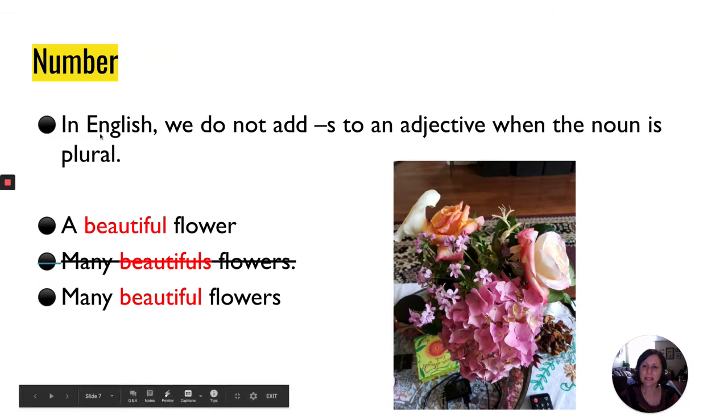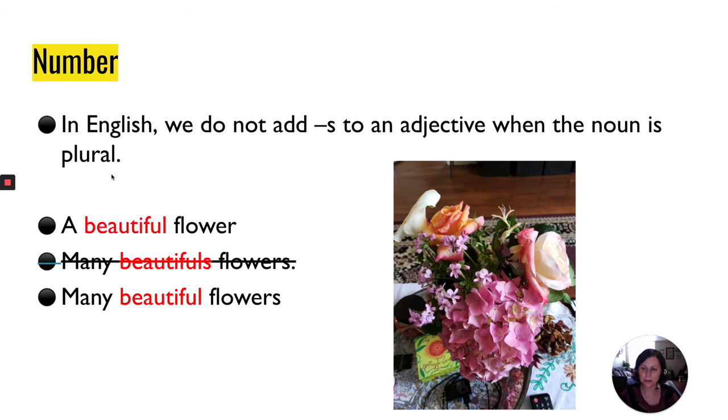Number. In English, we do not add s to an adjective when the noun is plural. For example, a beautiful flower. This is singular. Many beautiful flowers. So, if I have a plural noun, like here I have lots of flowers, if you have a plural noun, the adjective doesn't become plural too. It doesn't need to agree. You would just say, many beautiful flowers. I don't need to make beautiful plural. So adjectives are not pluralized in English.